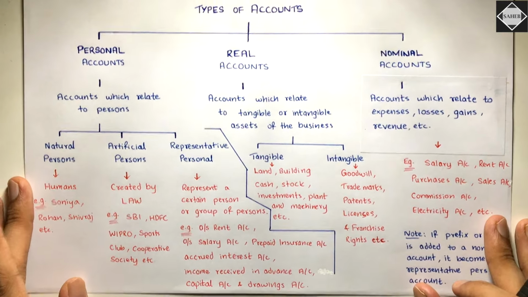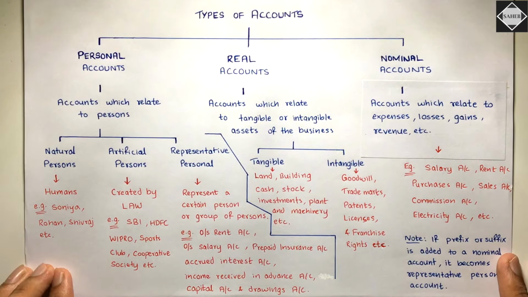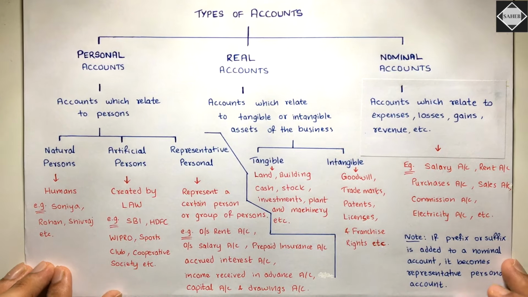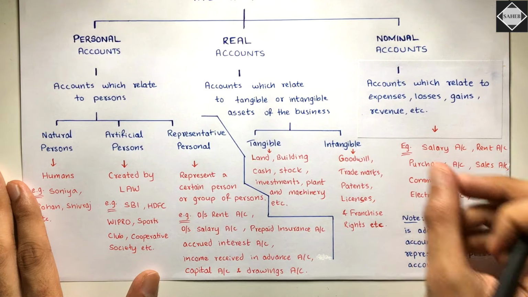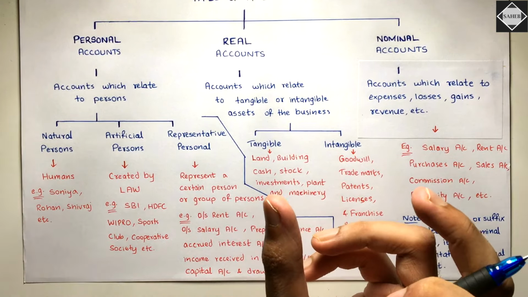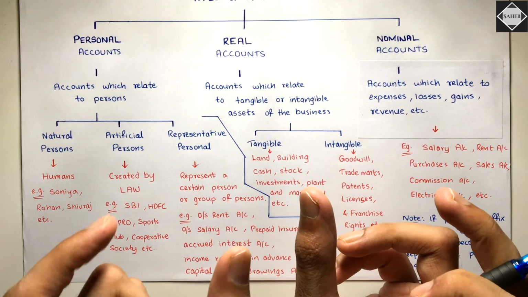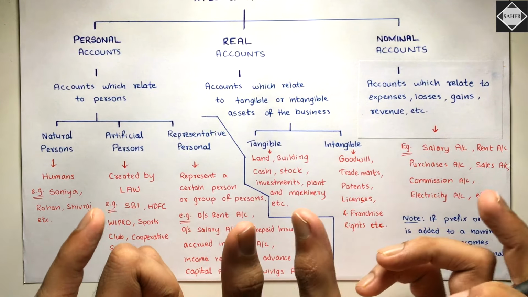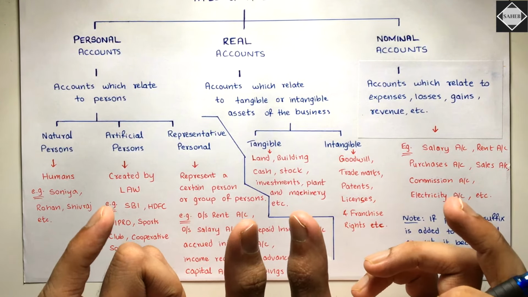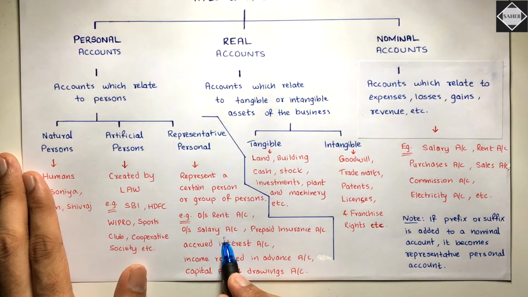So this was the concept of the categories that we have, the traditional classification of accounts. But one small thing, see here, in nominal accounts, let's say we are talking about salary. Now the word salary is there. If you add a word before this, which we call a prefix, let's say you add outstanding salary, then it no longer is a nominal account. It will become a representative personal account, outstanding salary.